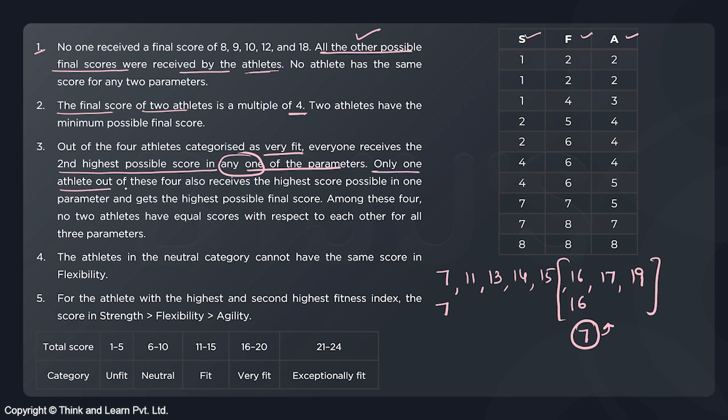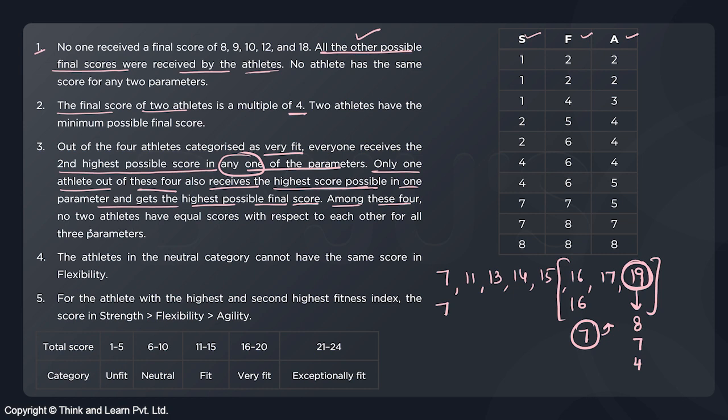Only one athlete out of these 4 also received the highest score possible, that means 8. So apart from having 7, one person also got 8 in one parameter and gets the highest possible final score. So he's talking about this guy who got the highest possible final score. This person, apart from having an 8, also got a 7. So that means his other score is 4. That means this person has scored 8, 7 and 4. But currently we do not know where 8, where 7 and where 4, because in all three parameters we have 8, 7 and 4 available. So currently we can't say where he got 8 or 7 or 4.